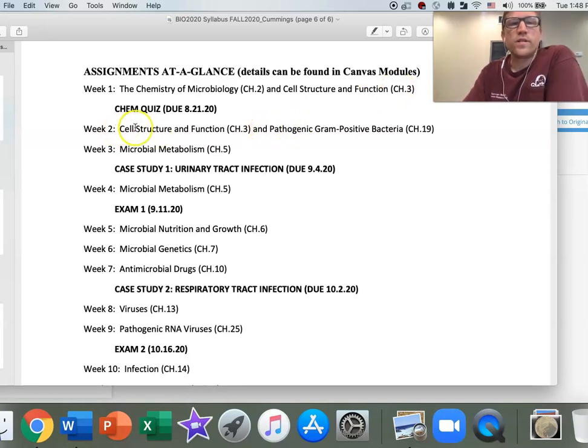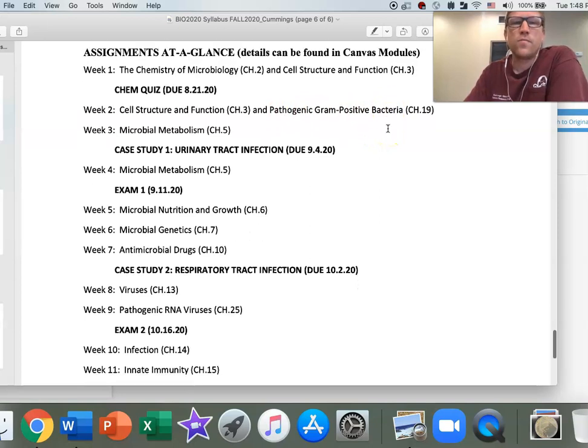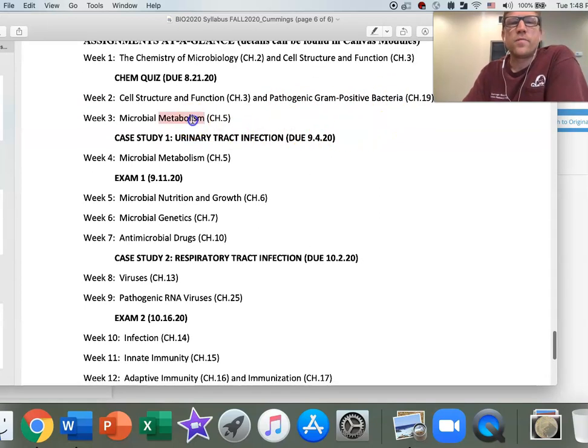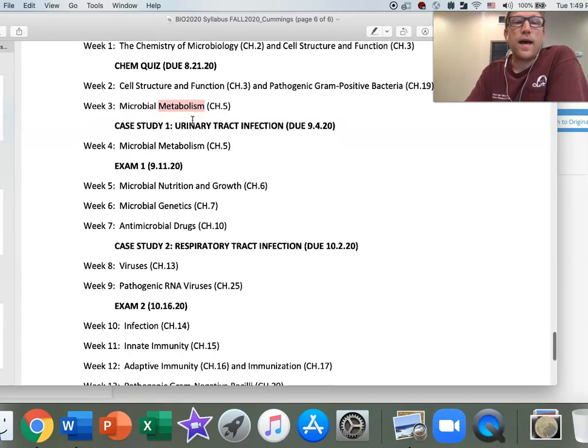Then in week 2, we'll continue with cell structures and functions and move into some pathogenic gram-positive bacteria. That term gram-positive will make sense by the time we get there. And then we're going to get into microbial metabolism, really focusing on what's called central metabolism, which is cell respiration and fermentation. And it turns out bacteria do it the exact same way you and I do, so it'll be a great review if you've had any of that in the past.